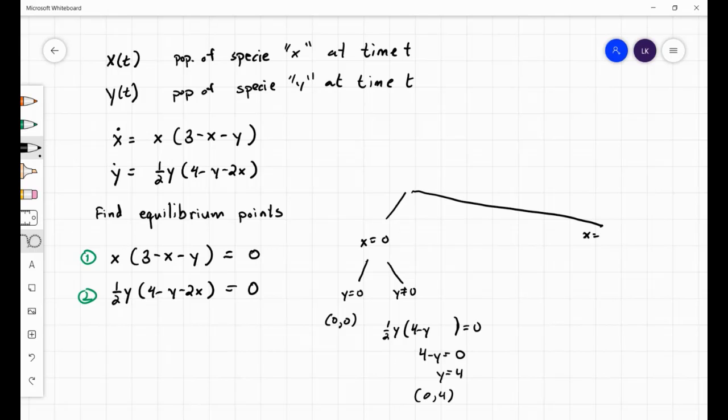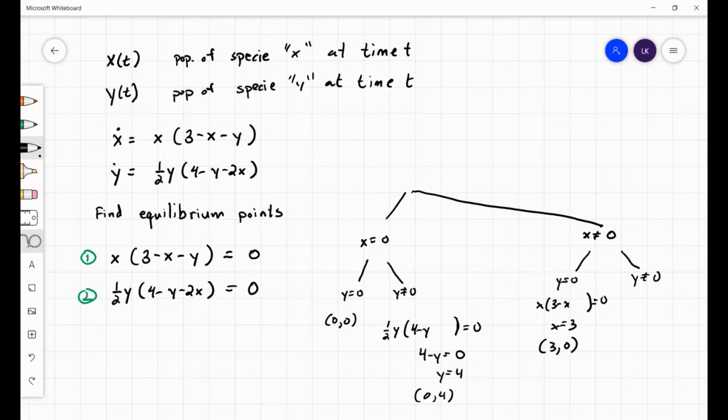Now we can go back to the equations and do the case where x is not 0. If y is 0, then you can go to the first equation and plug in y equals 0. So this means that x has to be 3. So (3, 0) is an equilibrium point.